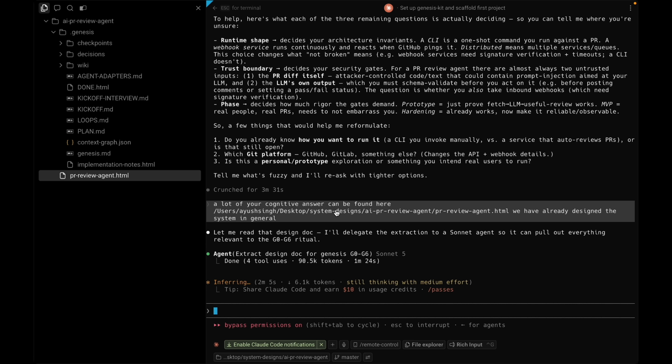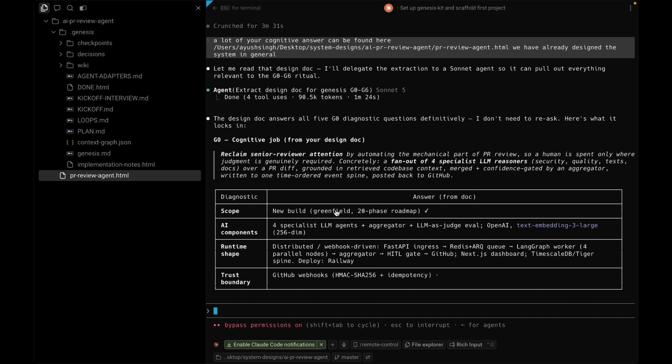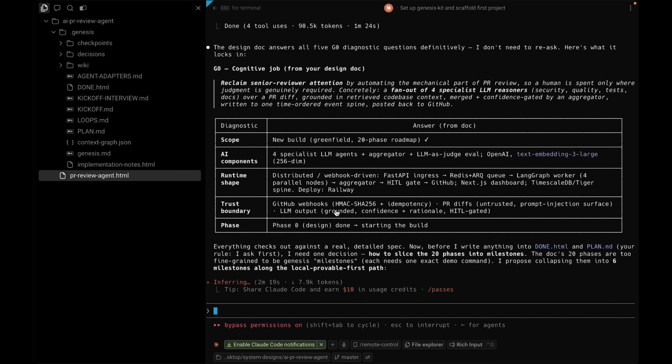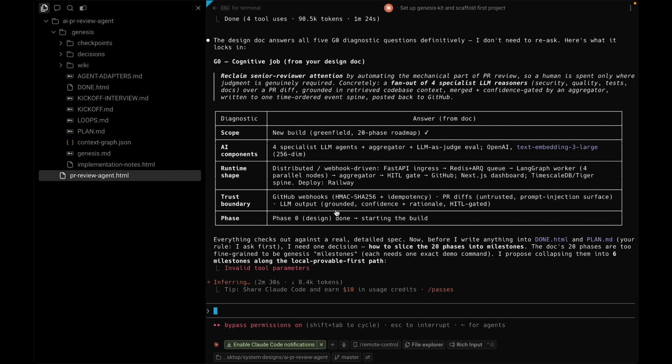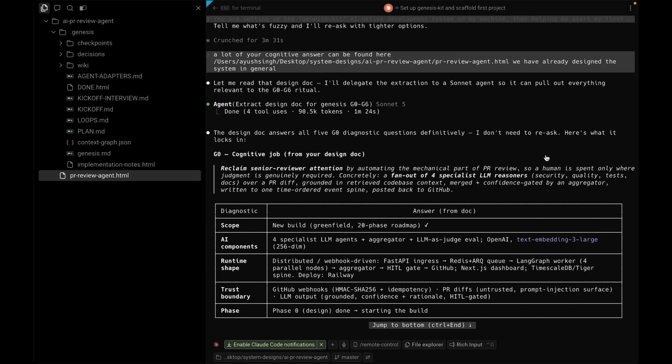All right, let me read the design doc, and I will design the Sonnet agent to pull out everything relevant to the rituals. Basically, there are 5 gates that can actually write your cognitive job. There are specialist LLM agents, one aggregator, the LLM as a judge, and the OpenAI text-embedding-3-large model. Then there's new build, and the runtime shape, which is distributed. As I said, we want to use the FastAPI ingress, store it in the Redis ARQ queue. A LangGraph worker will be spawned, with 4 separate nodes, and one aggregator, which aggregates HITL and posts back to GitHub.